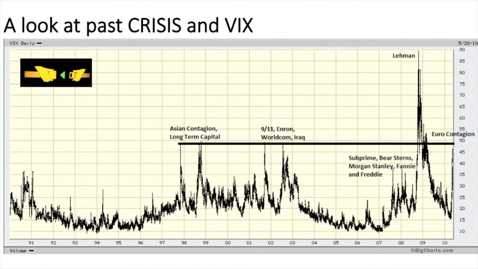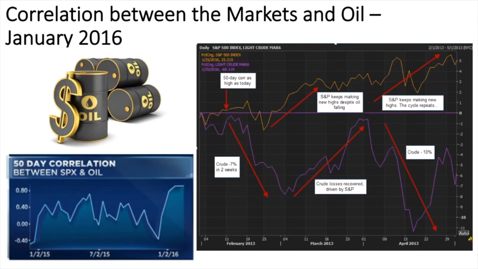Now look at this. We're looking further back in time at the crises. The VIX went to around 50, and look at the crisis then. That was the Asian contagion and also Long-Term Capital Management, the Russian crisis. Enron, WorldCom, and Iraq also brought the VIX up to 50. But it was the subprime crisis that was the king of the VIX, because that brought it up to 90 when Lehman Brothers simply imploded. So again, a high VIX represents fear in the market, and usually results in huge market corrections, or even a crash.